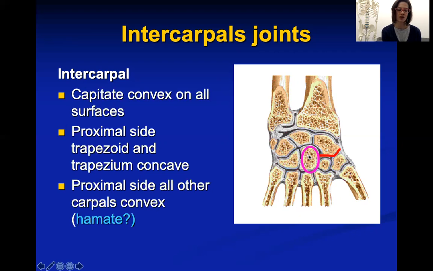So if capitate is convex all the way around, then this means the hamate will be concave on the convex capitate. The lunate will also be concave on the convex capitate. And then on the other side, we have the trapezoid and the scaphoid being concave on the convex capitate. And those articulations will be important for our folding and fanning later on.